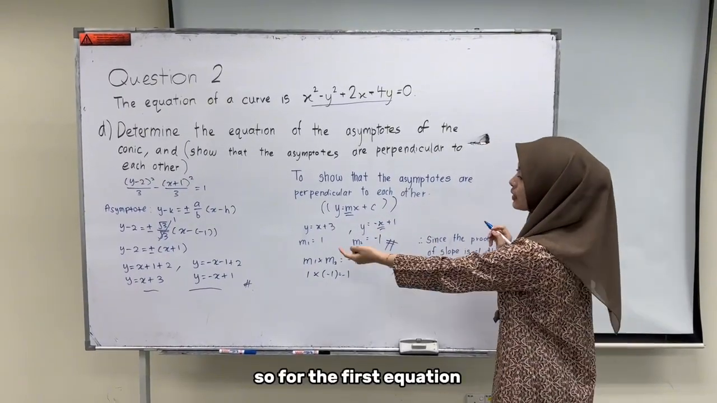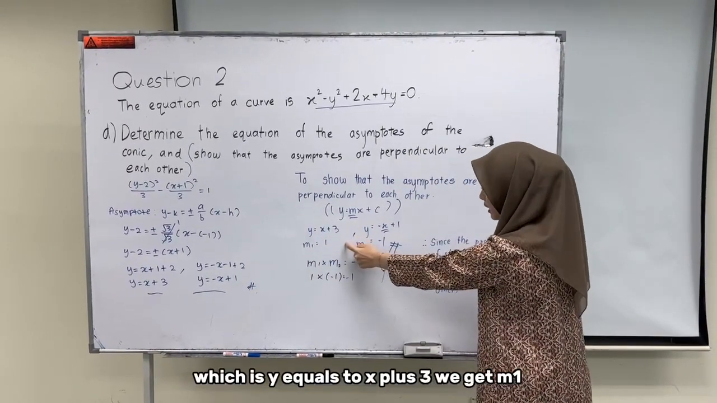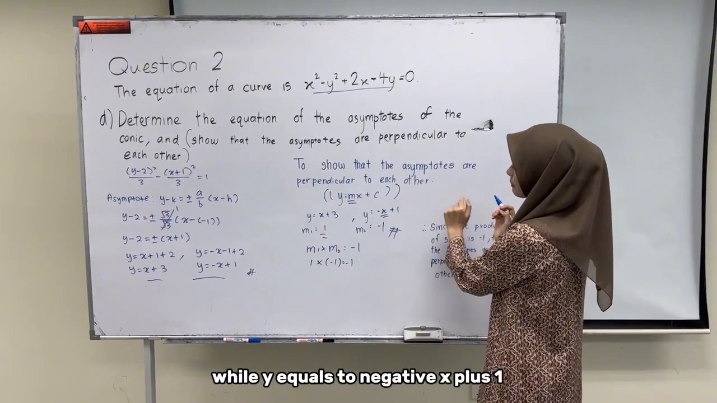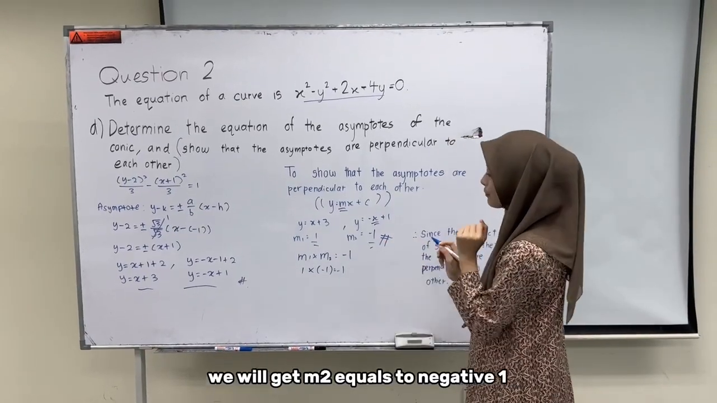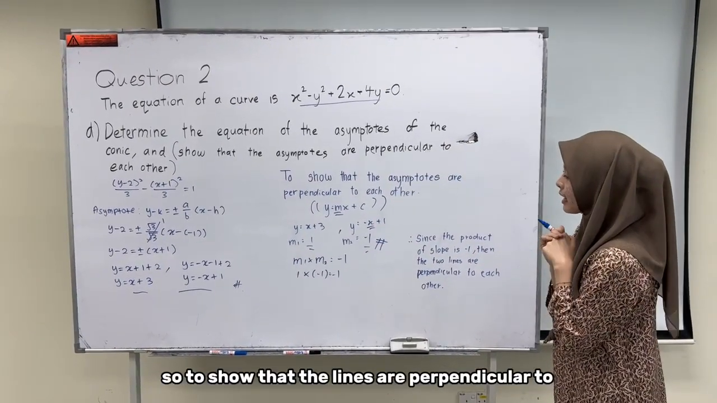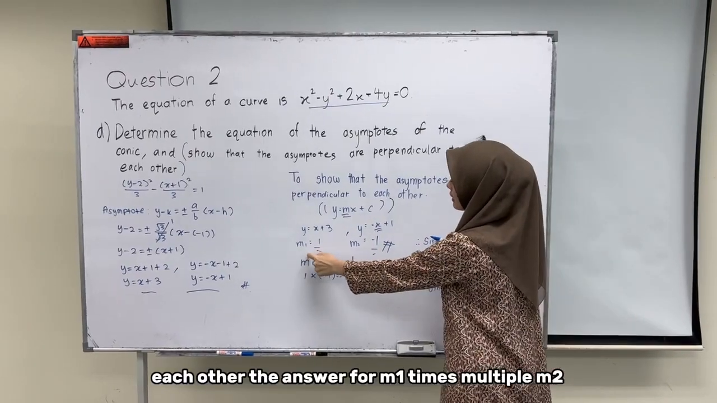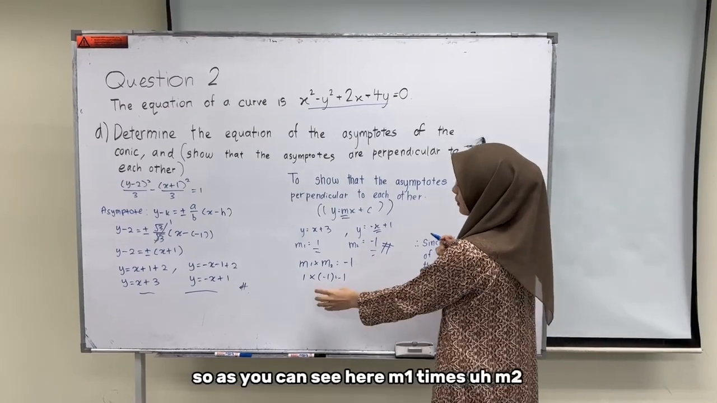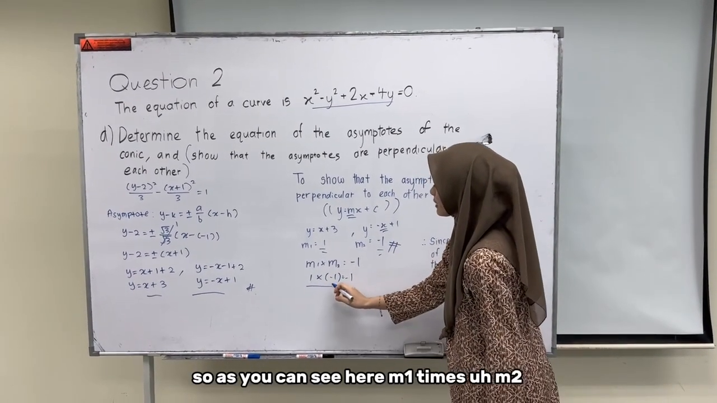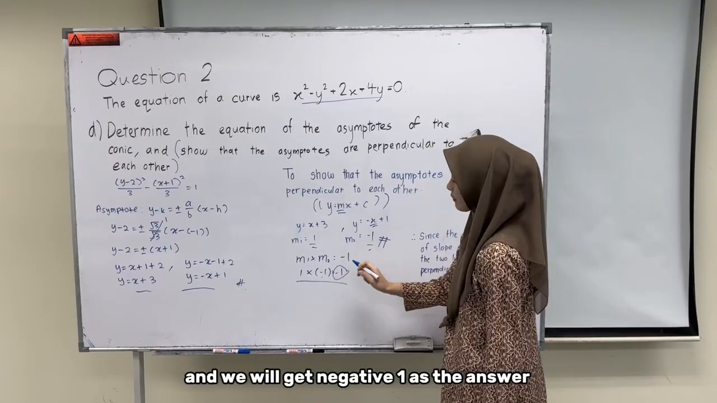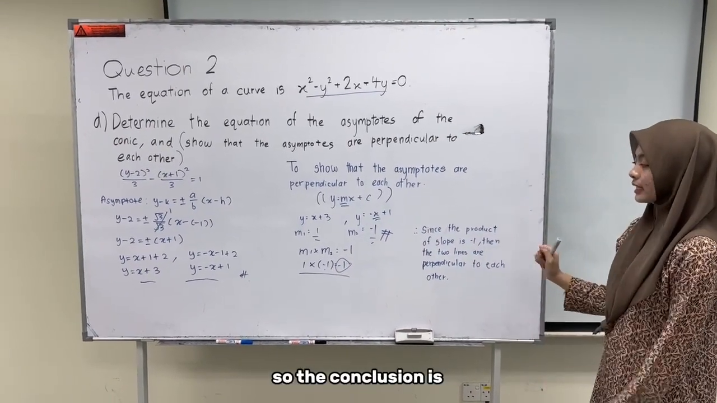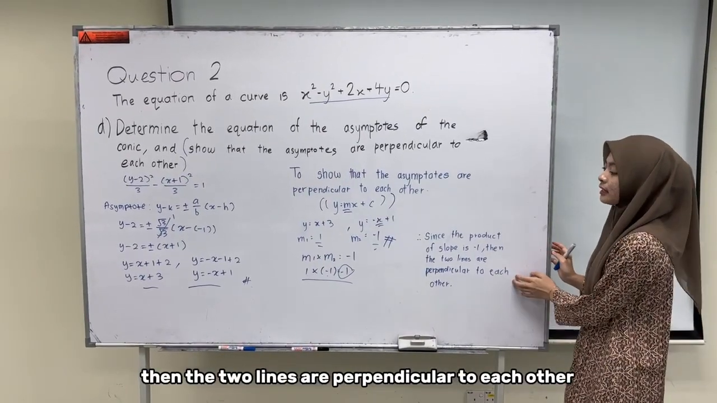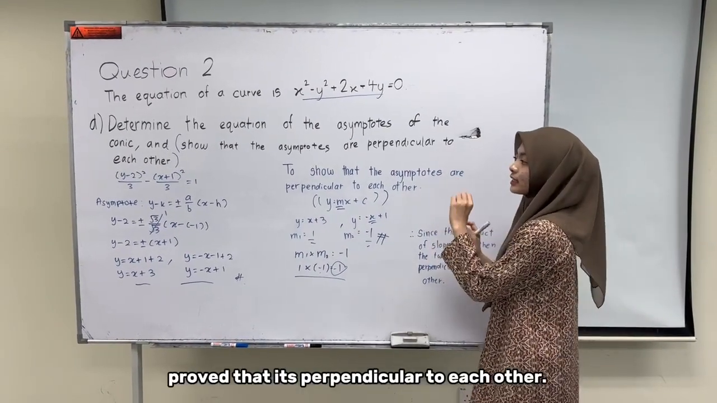For the first equation, y equals x plus 3, we get m1 equals 1, while for y equals negative x plus 1, we get m2 equals negative 1. To show that the lines are perpendicular to each other, the product m1 times m2 must equal negative 1. As you can see here, m1 times m2 gives negative 1. So the conclusion is, since the product of the slopes is negative 1, the two lines are perpendicular to each other. That means we successfully proved that it's perpendicular.